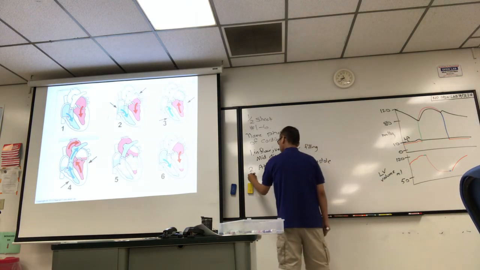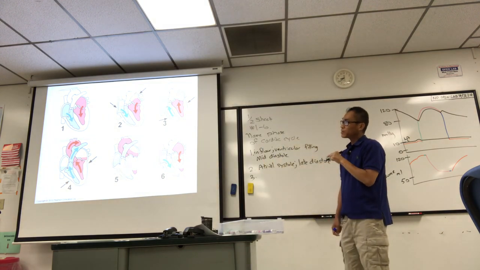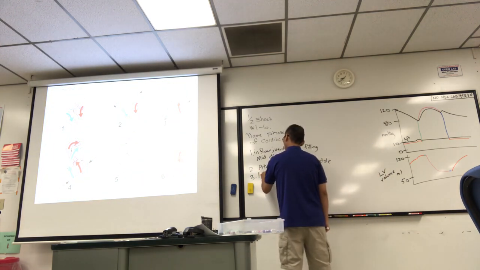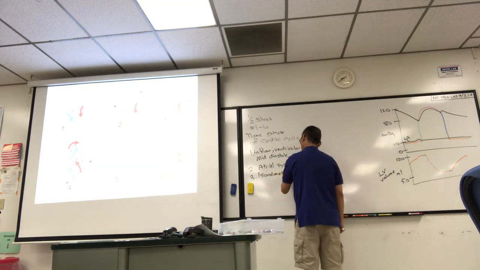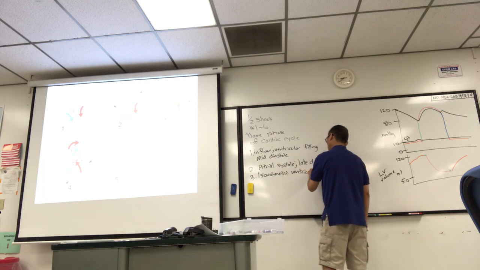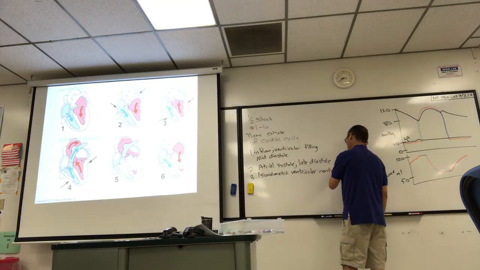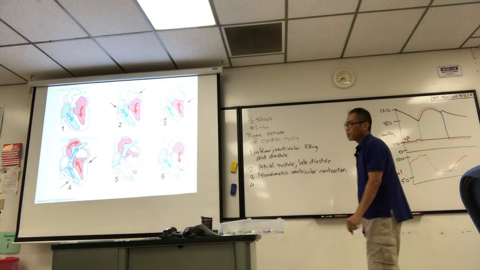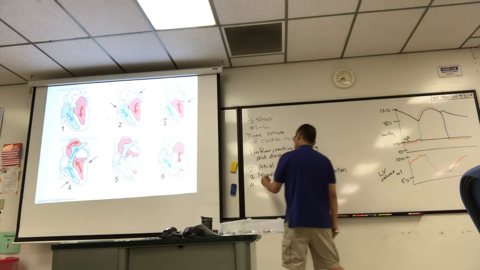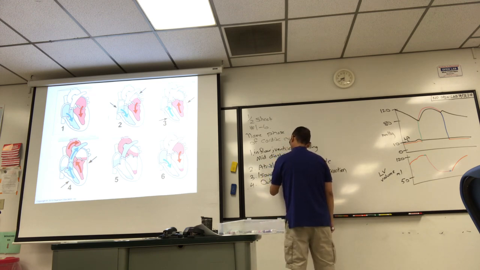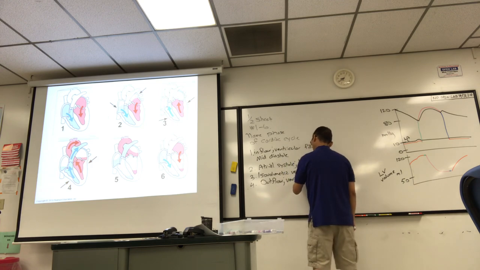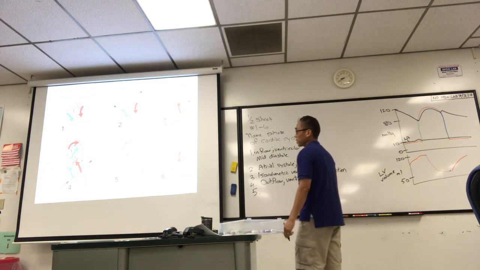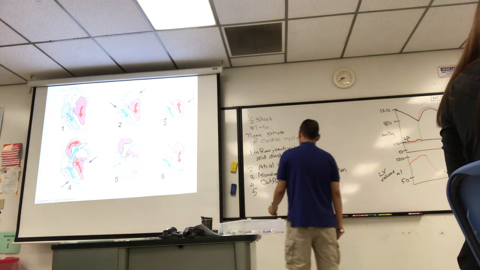Number three, now that's systole. Now, systole has two parts. That's the part where it's isovolumetric ventricular contraction. The first part is systole. Number four, the second part of systole, outflow, ventricular ejection. Number five, isovolumetric ventricular relaxation.